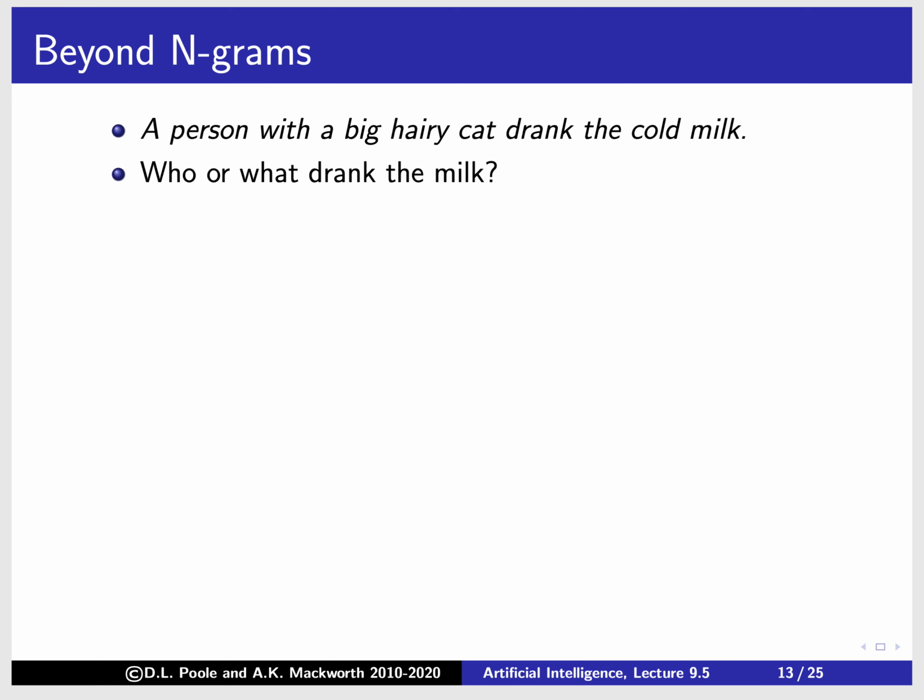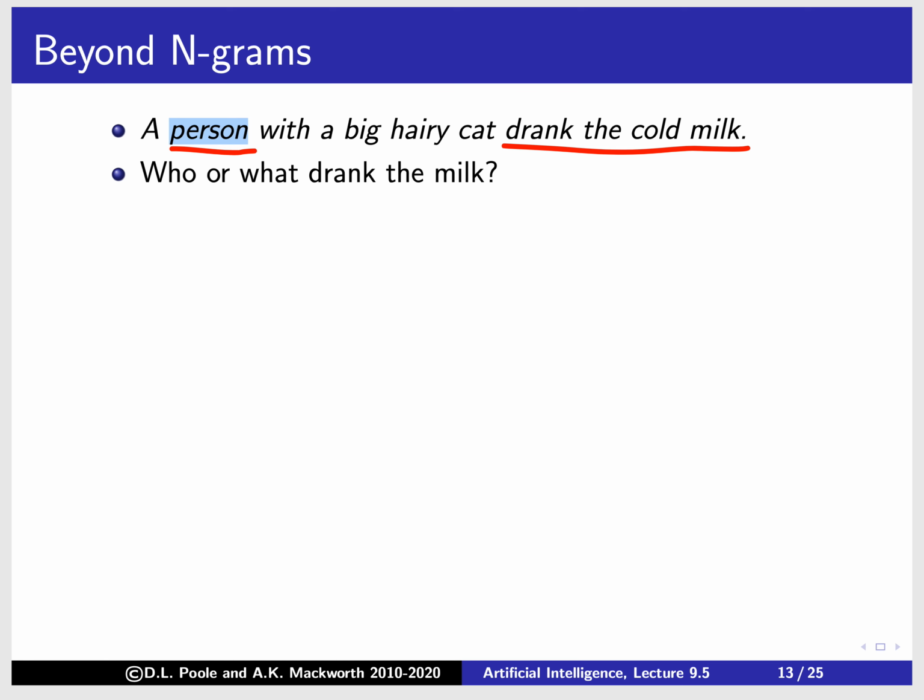Think of a sentence here: a person with a big hairy cat drank the cold milk. And the question is, who or what drank the milk? Of course, if you look at the previous one, you see it's a big hairy cat. If anyone who reads this knows it's not a big hairy cat, this sentence is not ambiguous. It's the person. So it is the person who drank the milk.